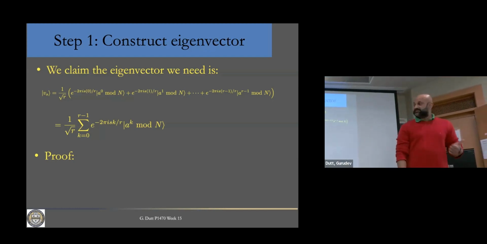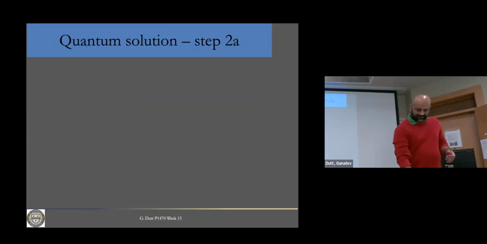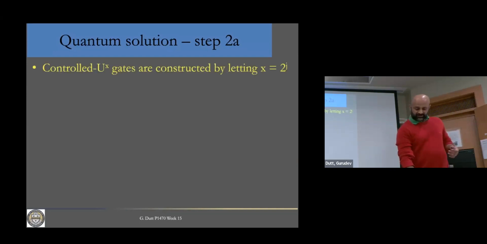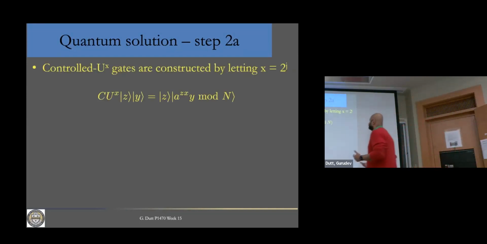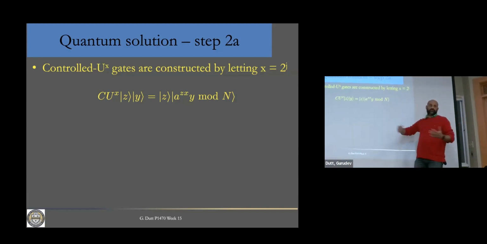We have shown that Vs is indeed an eigenvector of U with the eigenvalue that I claim, that is 2 pi I s divided by r. Okay, our next step is to construct the control U gates. Since U itself is a classical circuit, we can apply it to any other input state by taking the modular multiplication that we have already shown how to do for any one particular state. It'll take n squared number of gates, depending on how many bits you have, but it's a polynomial function of the number of gates. Okay.